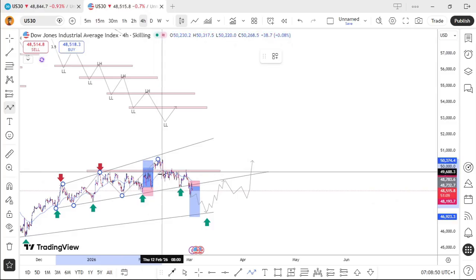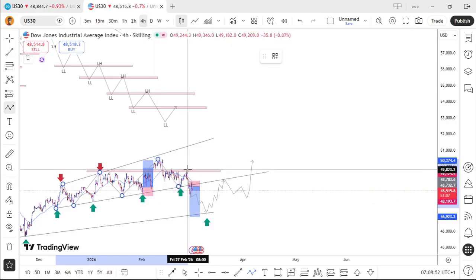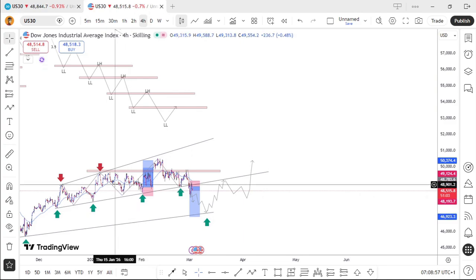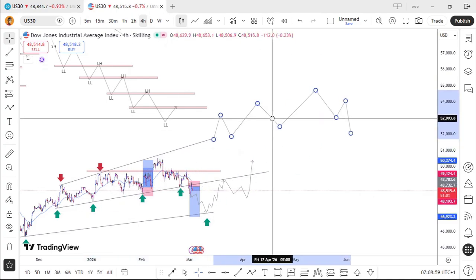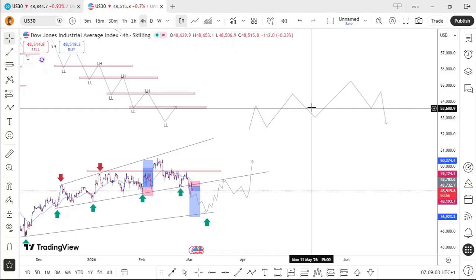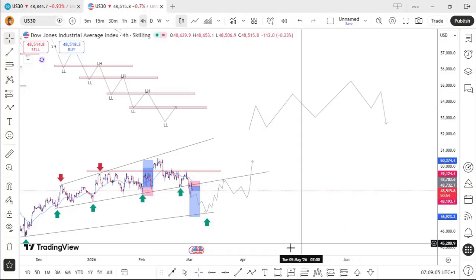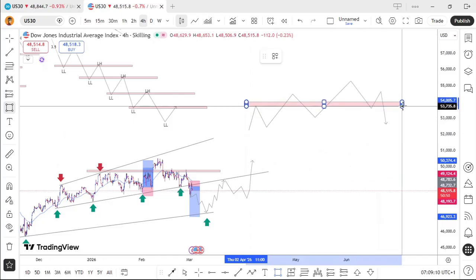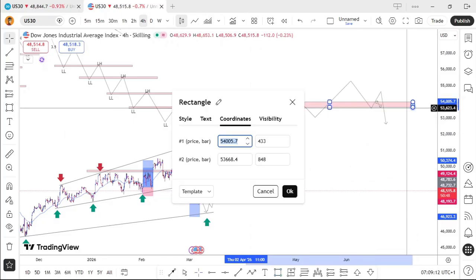You can see them in the market. I just traced this. You can see the movement on the market. You see the structure points that we are talking about.